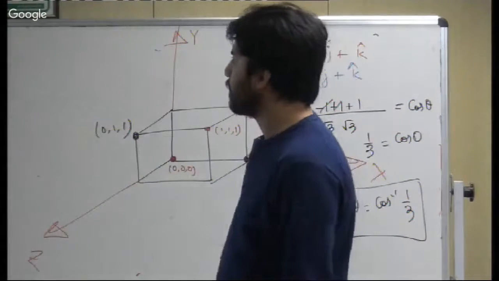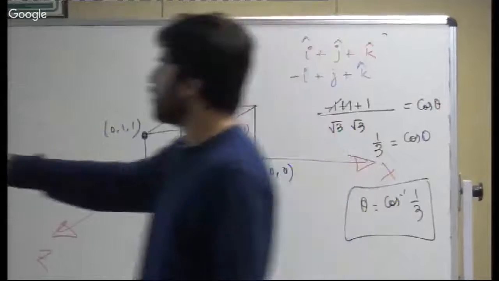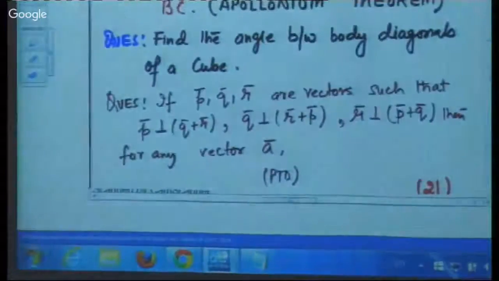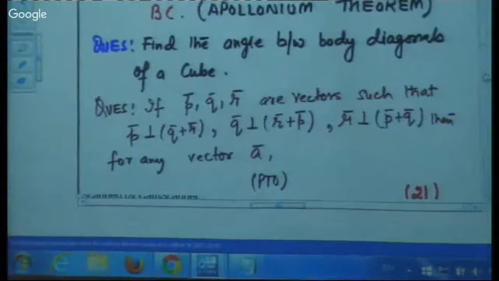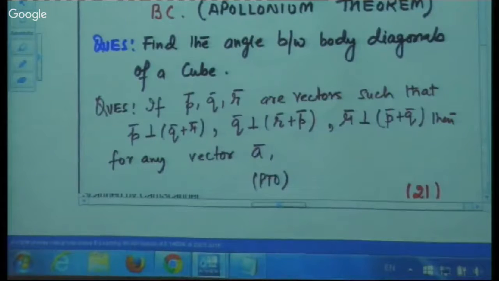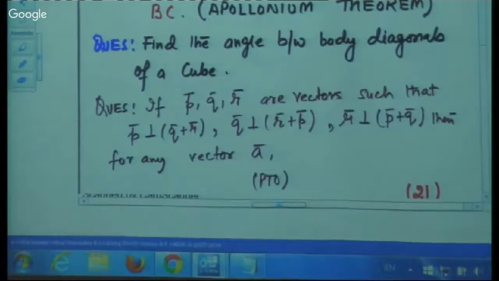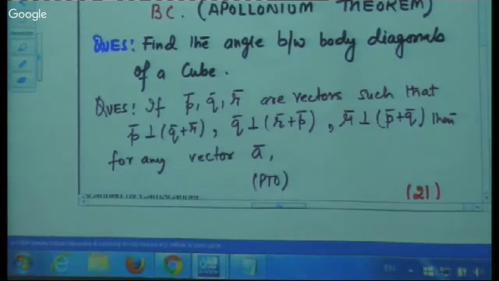Now this one: if P, Q are vectors such that my P vector is perpendicular to Q plus R, and Q vector is perpendicular to R plus P, and R vector is perpendicular to P plus Q. What can we say about P, Q, R? They are mutually perpendicular to each other, right? These three vectors P, Q, R are mutually perpendicular. Can we say this? Very good.